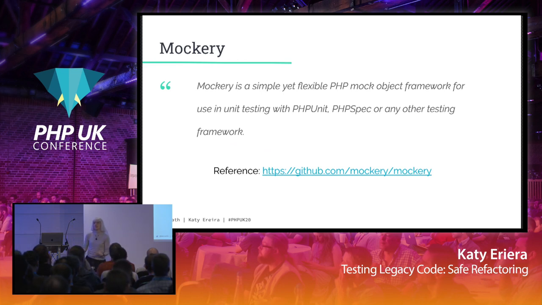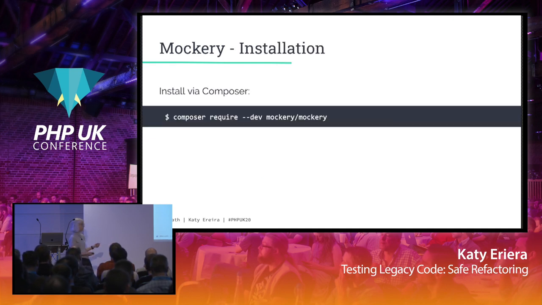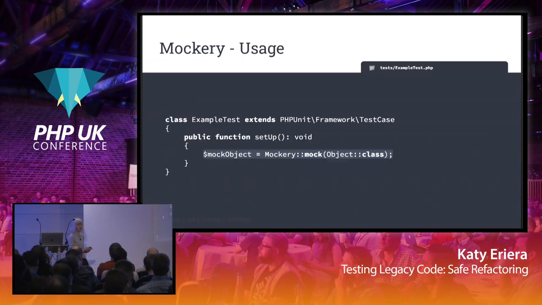So PHPUnit does have some mocking abilities built in already, but I prefer to use this library, Mockery. I find it easy to understand and to use. You can install it again using Composer: composer require --dev mockery/mockery, because hopefully you're not creating mock objects in your application code. And this is how you would create a test object using Mockery. You do Mockery::mock and then pass it the name of the class that you want to mock. It will create a version of that class with the correct types. So it will pass all your type hinting, but it is actually just a dummy.